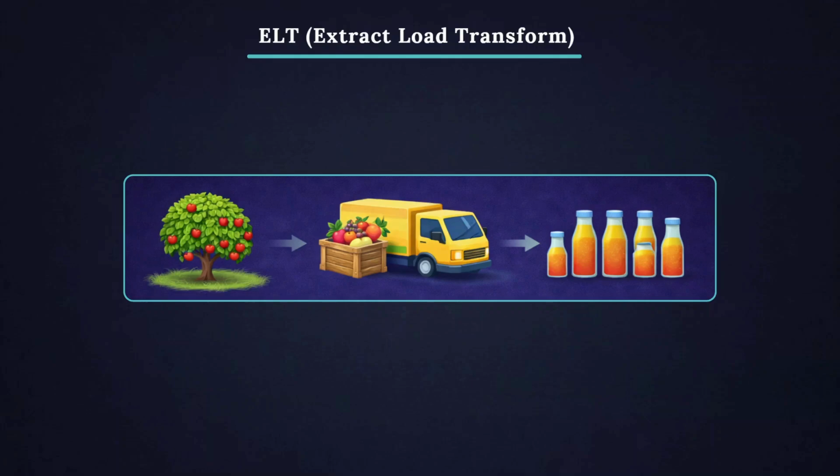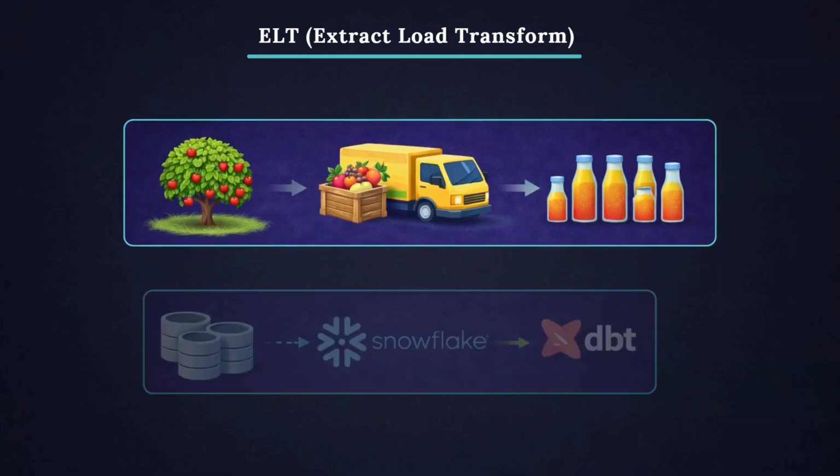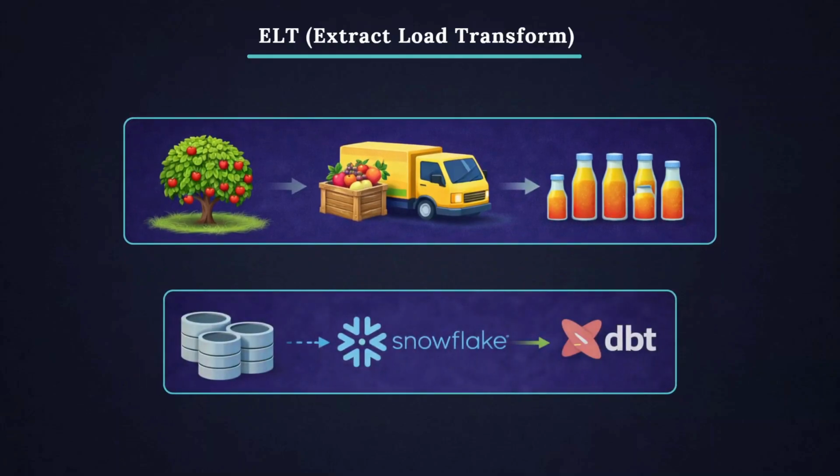Now, let's map this to a real-world data pipeline. First, the data is extracted from the source system. It could be databases or files. That raw data is then loaded directly into the data warehouse. For example, here is Snowflake. And once the data is inside the data warehouse, the transformation happens within the data warehouse itself.